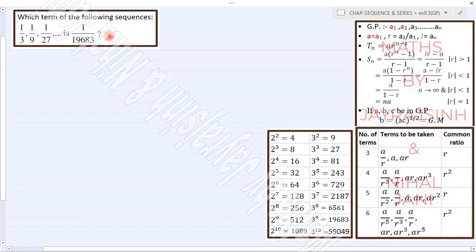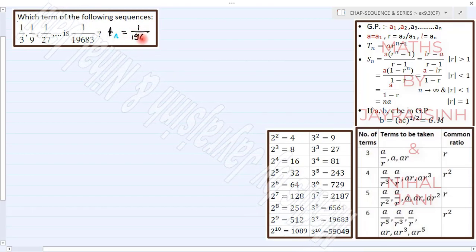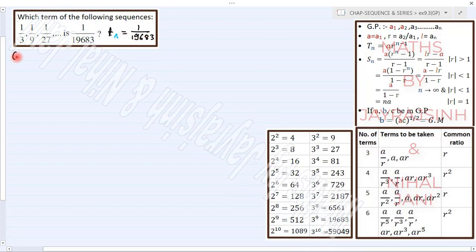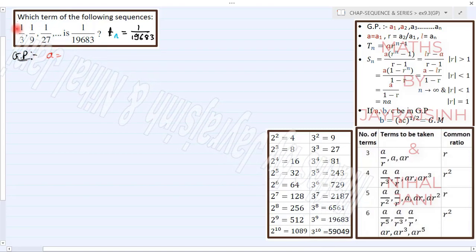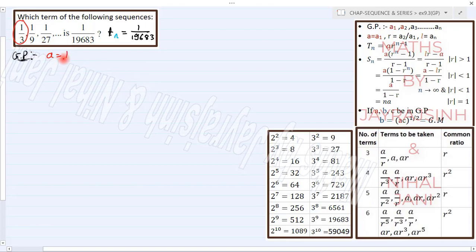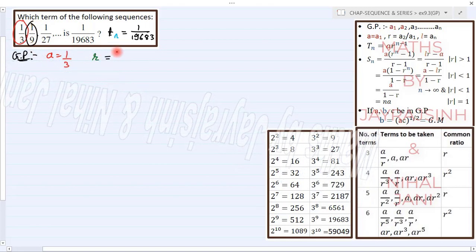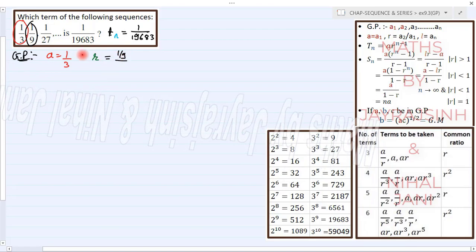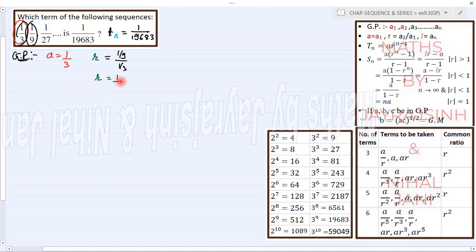In this question, you have to find which term is 1 upon 19683. Now the given sequence is in GP, where its first term is 1 by 3 and the common ratio between the second term and first term is given by 1 by 3.